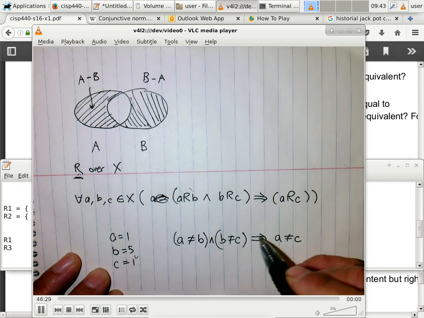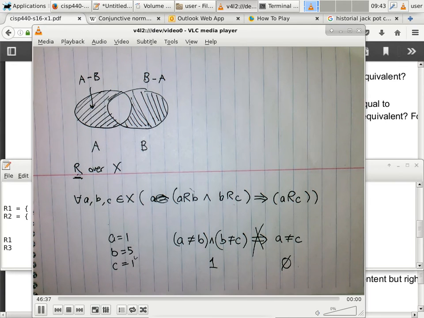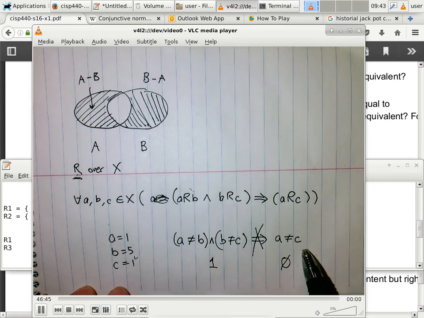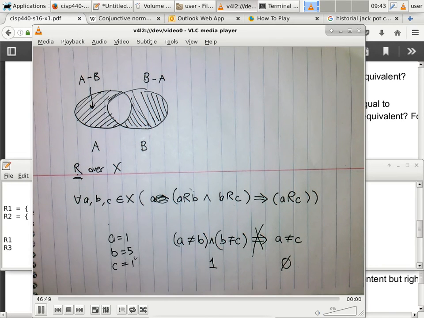So this implication does not work anymore because now you have the first part being true and the second part being 0, which means the entire implication is false. And since I can find one counterexample, that means it doesn't work, because this particular implication has to work for all possible ways to choose A, B, and C. Is that okay? All right.